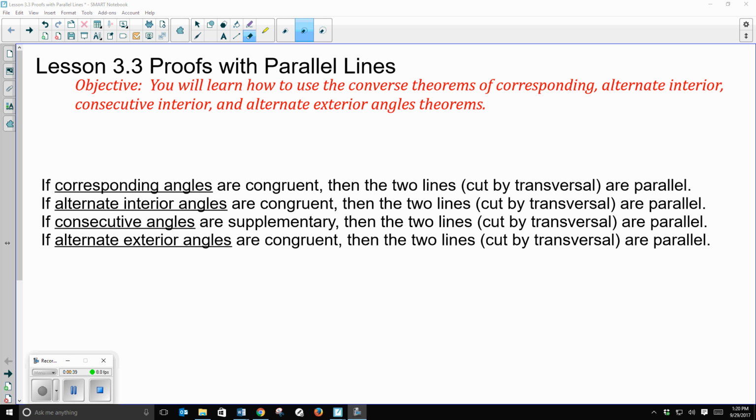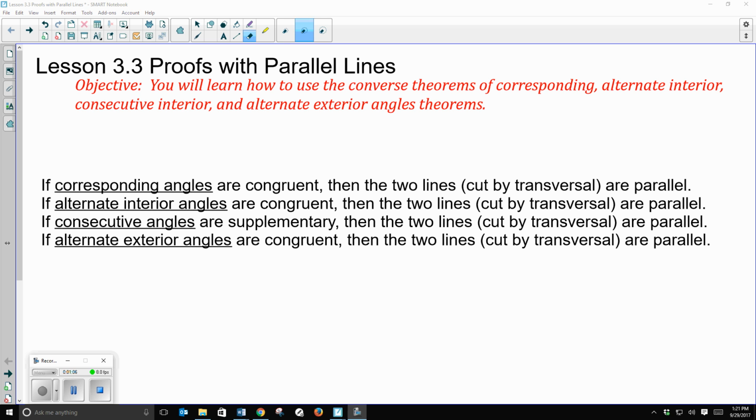If they're not parallel, it's not true anymore. You take one of those lines and change its slope different from the other one, then that stuff wasn't true. But today we're looking at the converse of that. If this is happening, then, so if the corresponding angles are congruent, then the two lines cut by a transversal are parallel. So what does that look like?